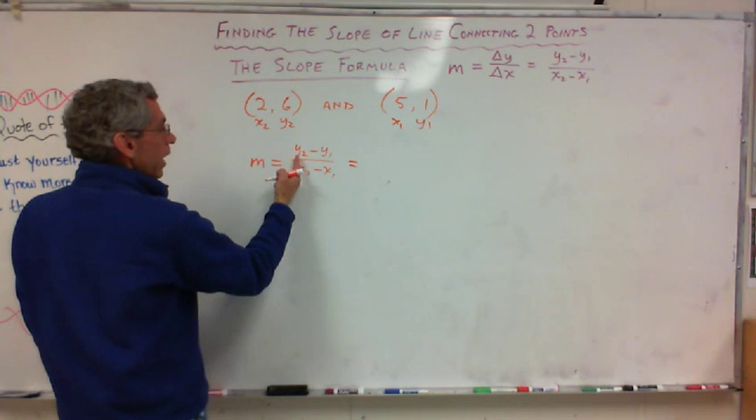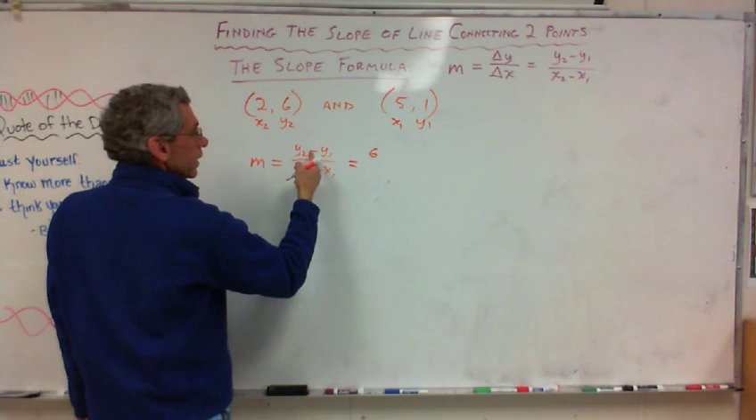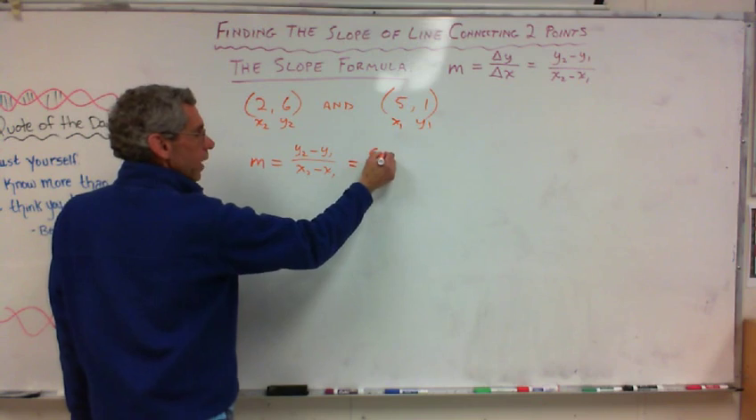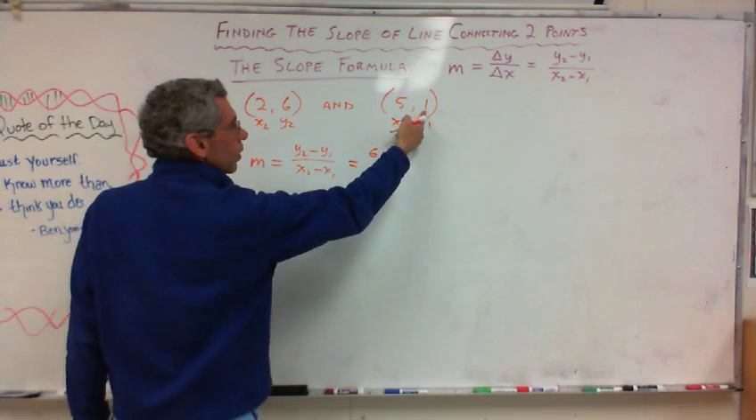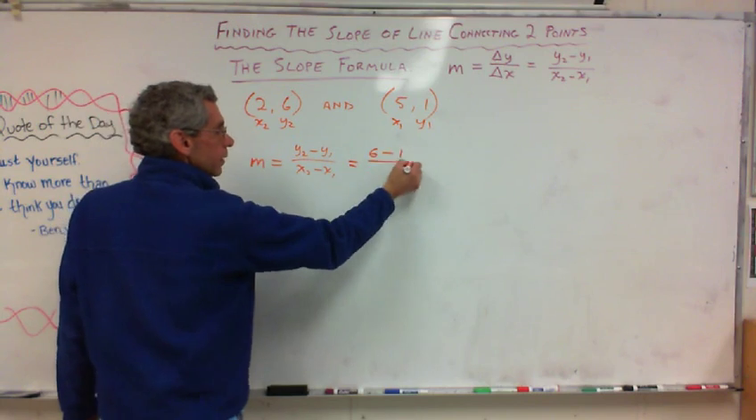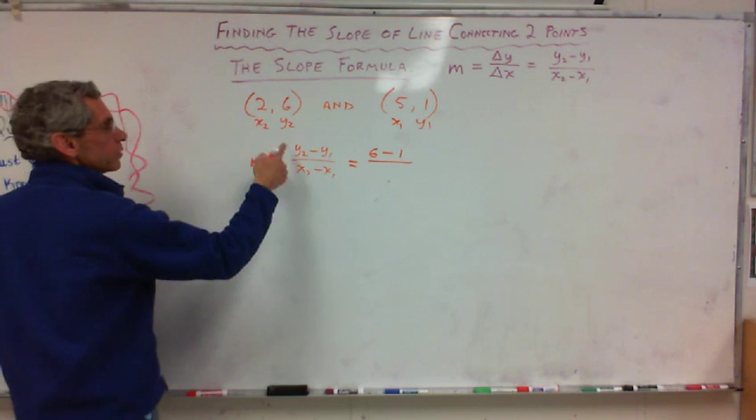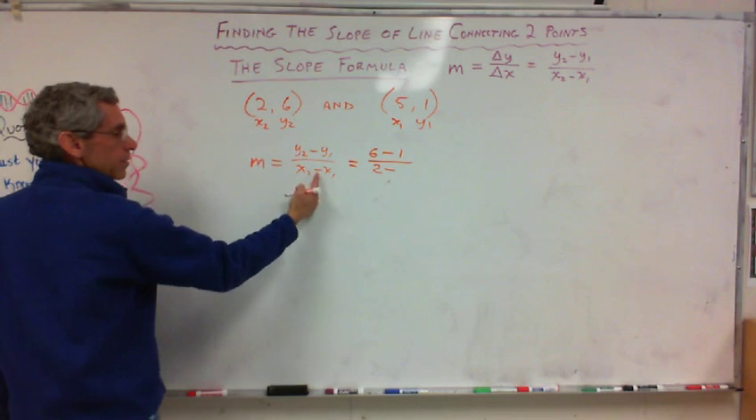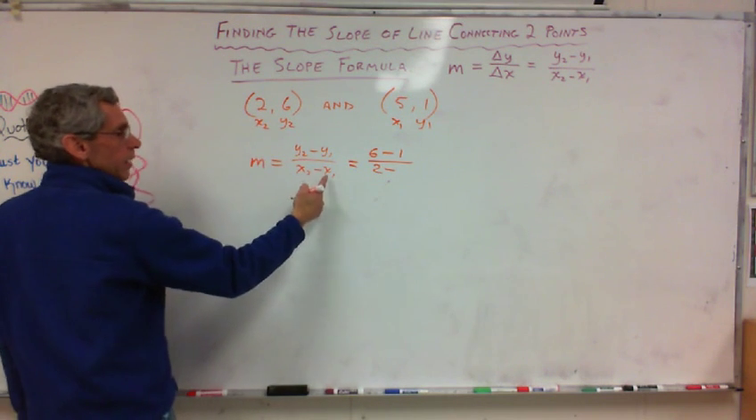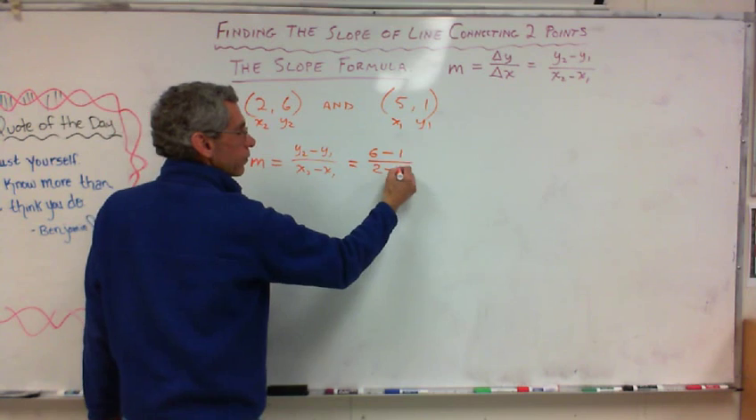So now my y2 is 6. I put a 6. And then the formula says minus, so I put a minus. And then my y1 is 1. And then I put a line. And then I have my x2 is 2. And then minus, because the formula has a minus sign. And then x1. x1 is 5.